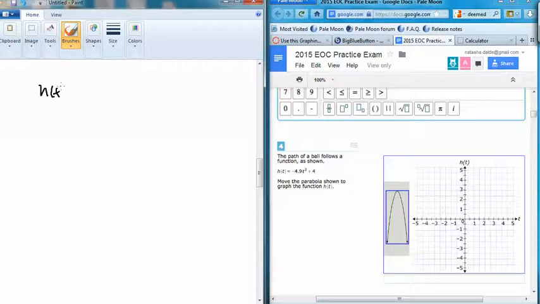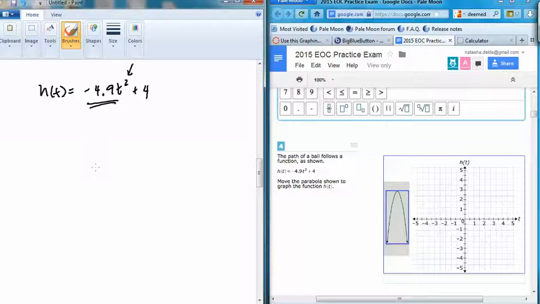H of t equals negative 4.9 t squared plus 4. I see this as a parabola. It's an upside down parabola, obviously because there's a negative 4.9 t squared. I know it's a parabola because of the square. Now the 4, what that does is it moves this parabola up 4 units.